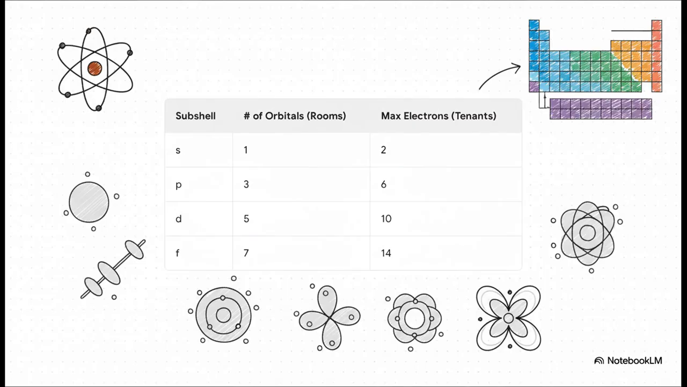And here's the deal. Each of these apartment types has a very specific capacity. The s apartment, or studio, has just 1 room, so it can hold 2 electrons. A p apartment has 3 rooms, so it holds up to 6. A d has 5 rooms for 10 electrons, and the big f apartment has 7 rooms for 14. This fixed structure is absolutely crucial for what's coming next.